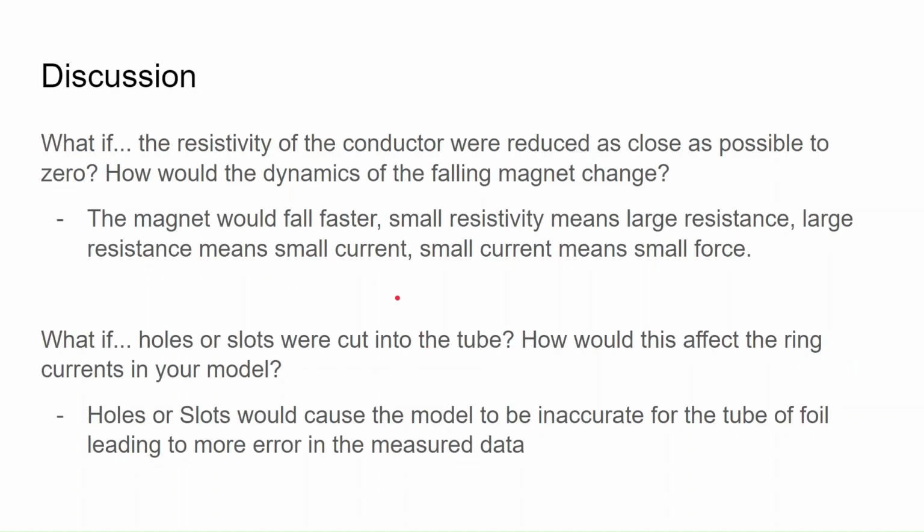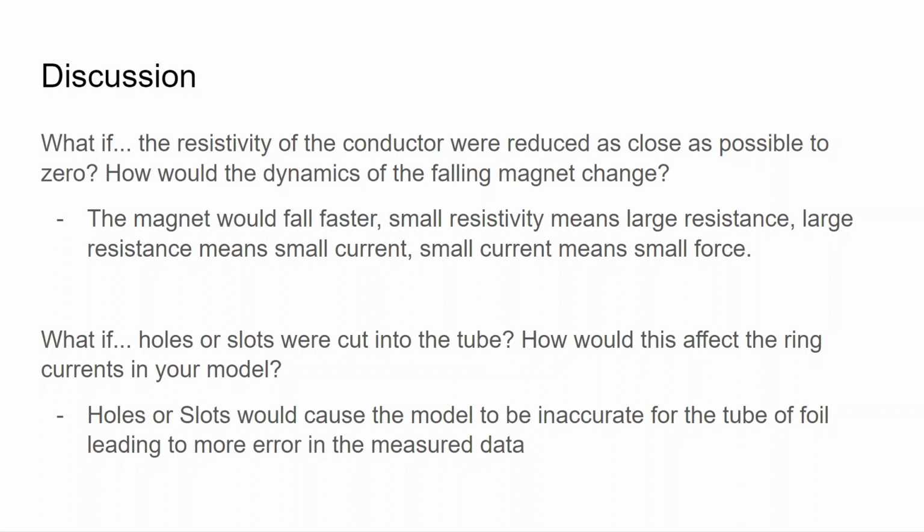So, the what-if questions. What if the resistivity of the conductor were reduced as close as possible to zero? How would the dynamics of the falling magnet change? Based on our equation, we talked about how resistivity is inversely related to resistance. That means that as resistivity increases, resistance decreases. So a very small resistivity means that the resistance is very large.